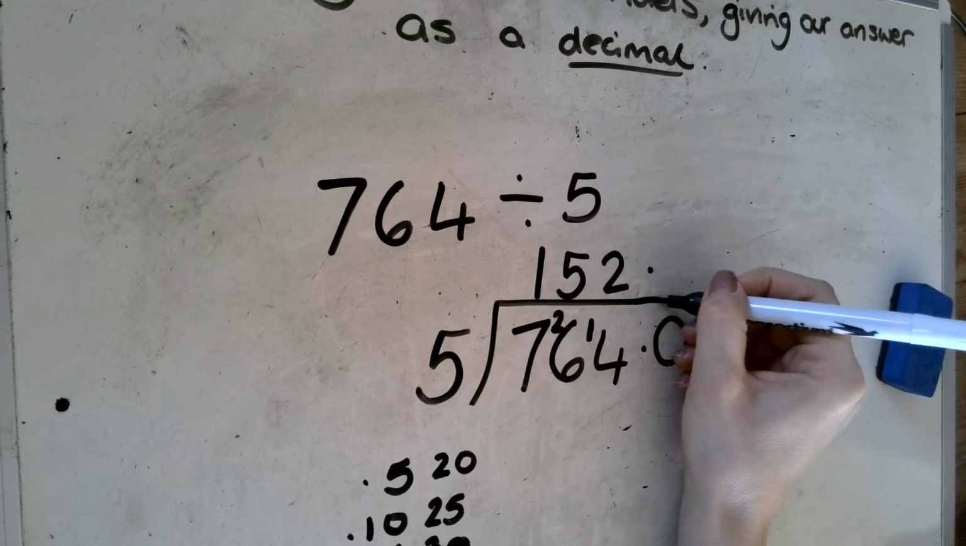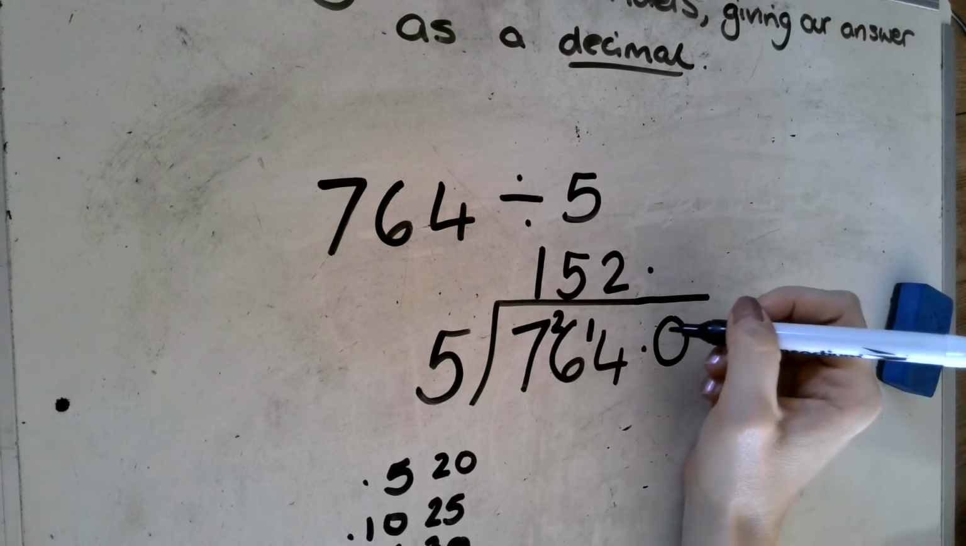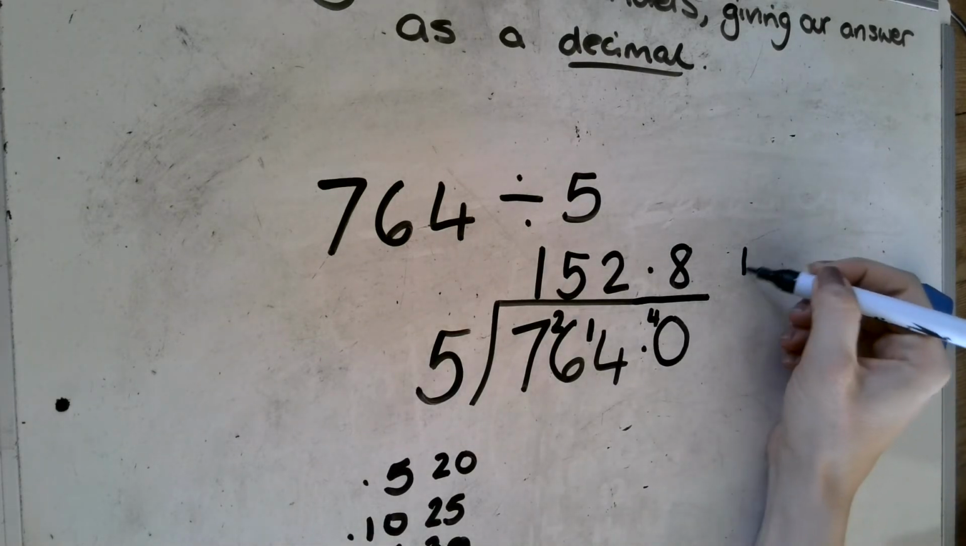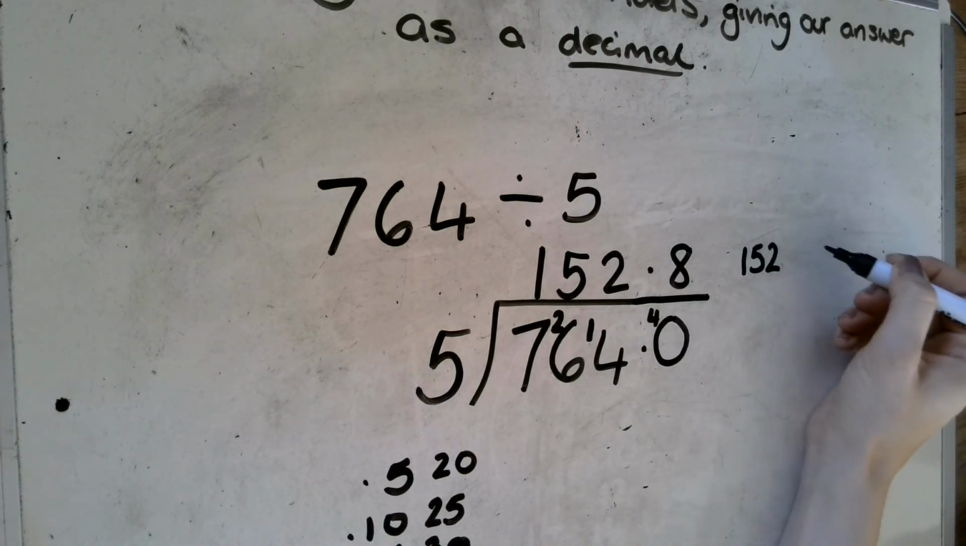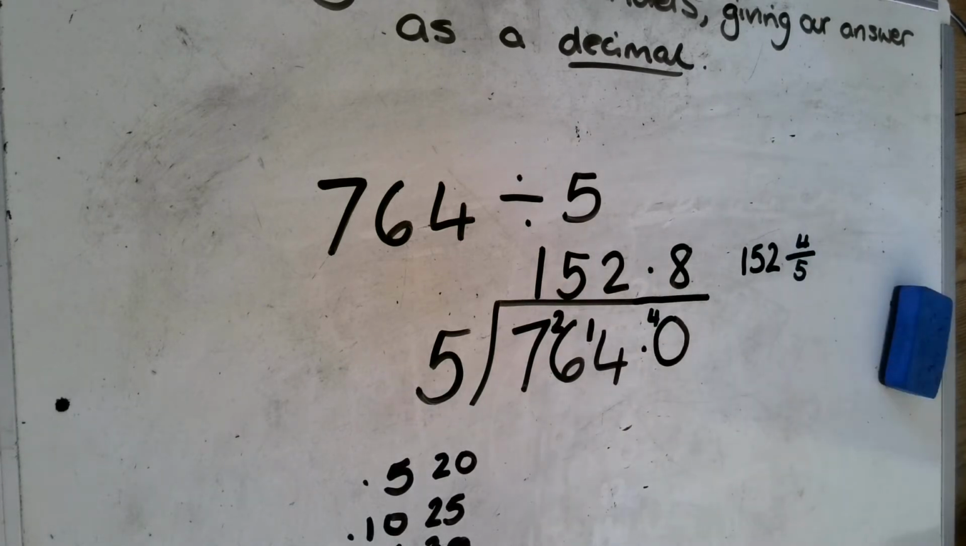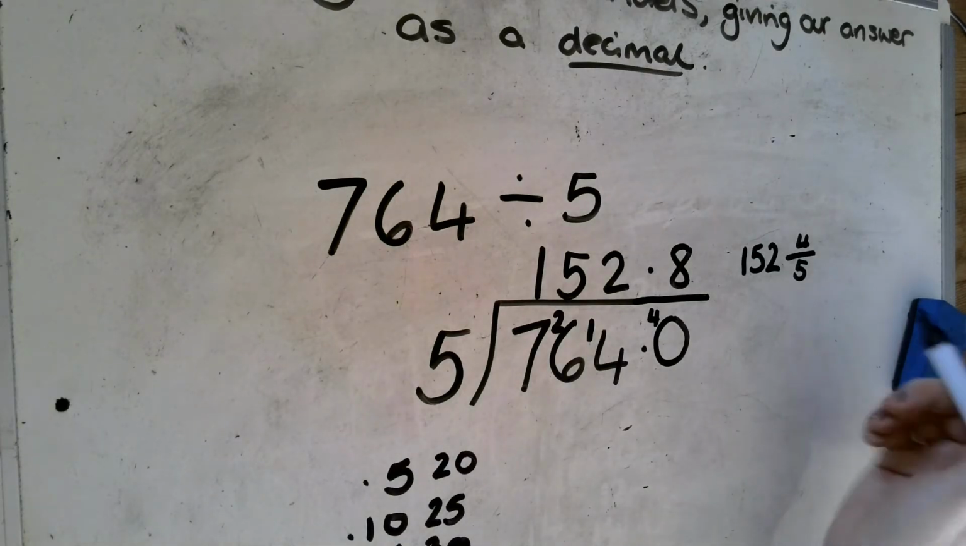I'm going to extend my bus stop slightly, and I'm going to take my remainder 4, I'm going to put it in front of the 0. Now I'm going to do 40 divided by 5, which is 8. So my answer is 152.8. If you wanted to write that as a fraction, we would write 152, remainder 4, and we were dividing by 5. So the answer would be 152 4/5.